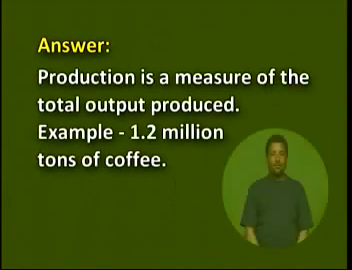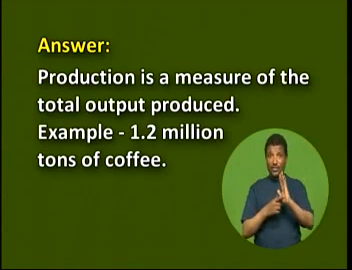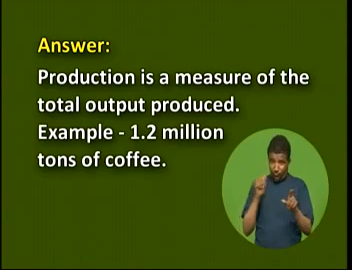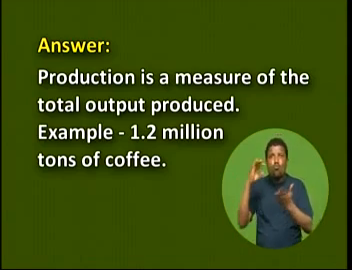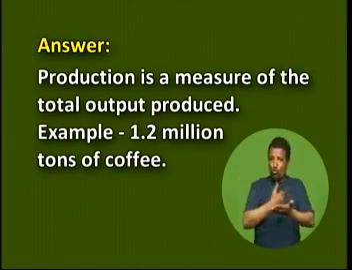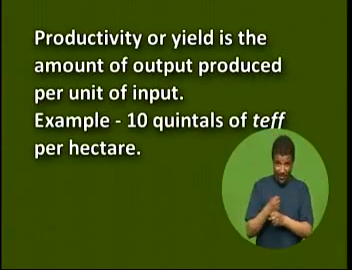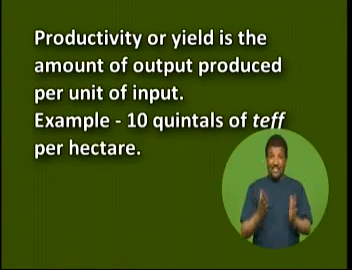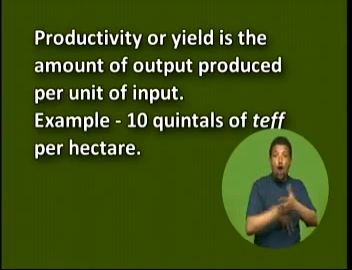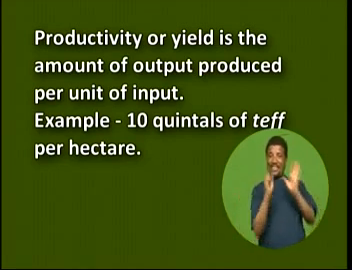Students, I hope you've answered the question. Here is the answer. Please check against your answers. Production is a measure of the volume of the total output produced. Example, 1.2 million tons of coffee. Productivity or yield, on the other hand, is the amount of output produced per unit of input. Example, 10 quintals of teff per hectare of land.